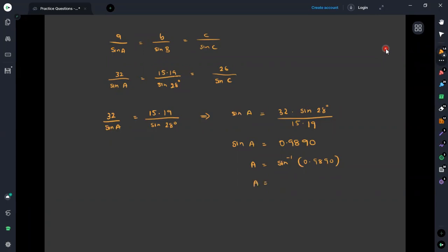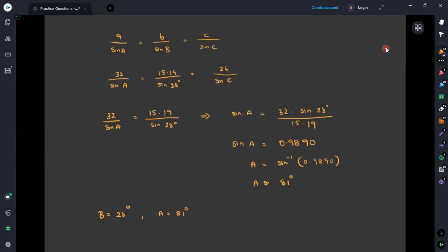If you take the inverse, then we can have this value of A, if I just approximate, equal to 81 degrees, accurate to 1 degree. I have obtained this value of A as 81 degrees. Now we know about the angle B. Angle B was given as 28 degrees. Angle A was obtained as 81 degrees.